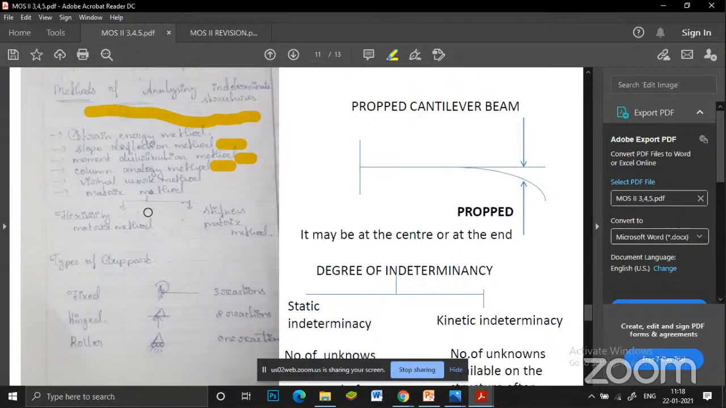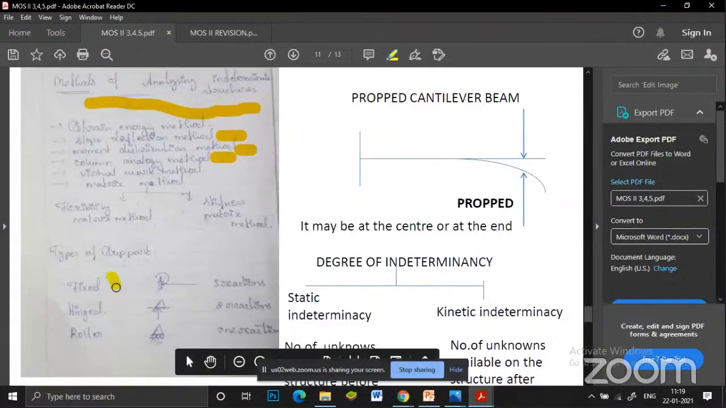Types of support with static indeterminacy. I have told you that before applying a load, there is a number of unknown forces. Now we are looking at static indeterminacy. In that case, there are only three things: fixed, hinged, roller.